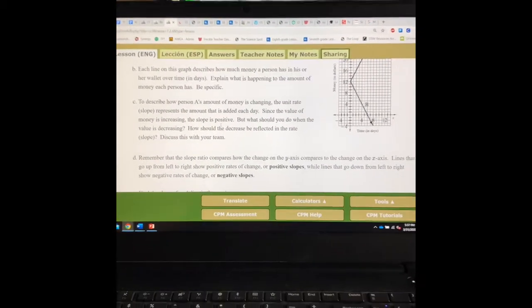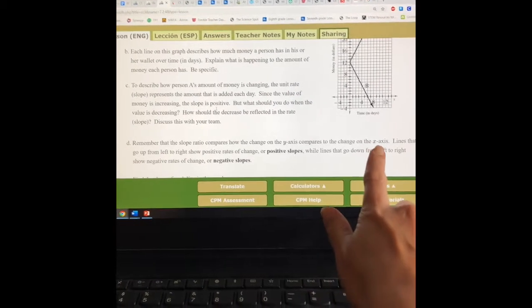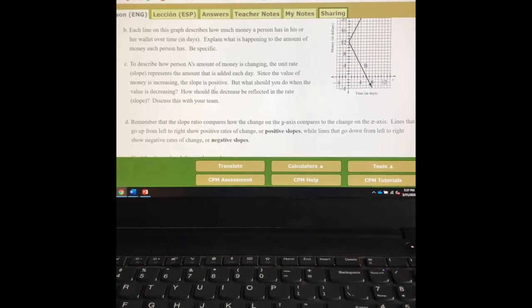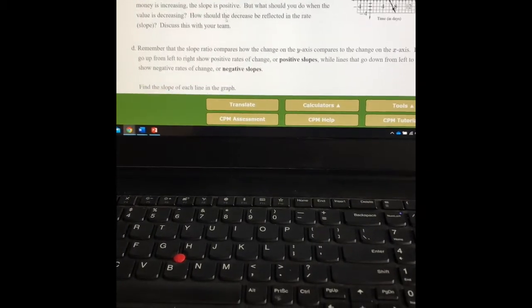So it says, remember that the slope ratio compares how the change on the y compares to the change on the x. Lines that go up from left to right show positive rates of change or positive slopes, while lines that go down from left to right show negative rates of change or negative slopes. And it says, find the slope of each line in the graph.